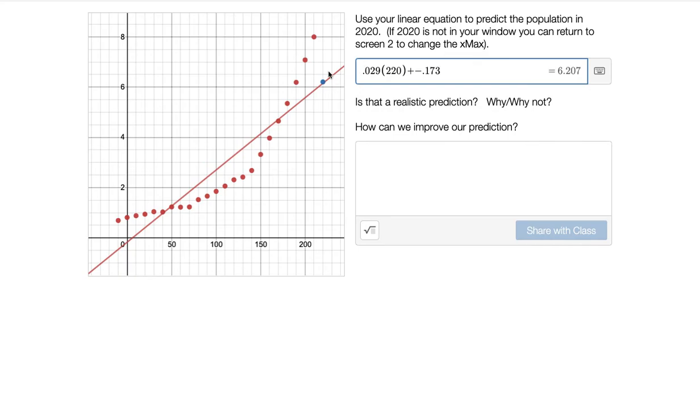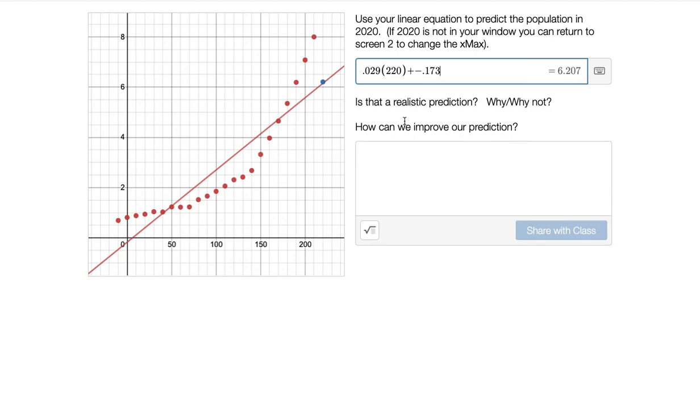And we can see that that's not that close. As the population really spiked up in the 1900s, the second half of the 1900s, we can see the linear equation was not a very good prediction. It wasn't a very good prediction here either, or down here for that matter. So what can we do to make our prediction better?